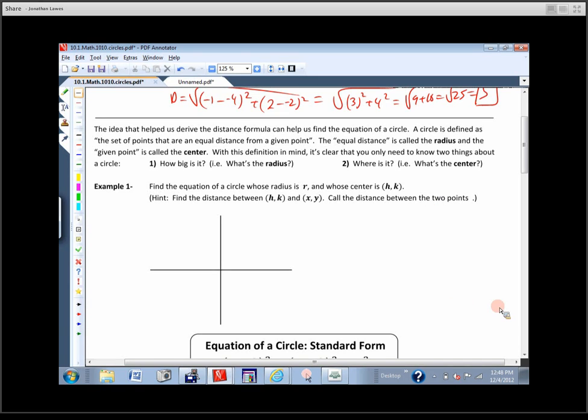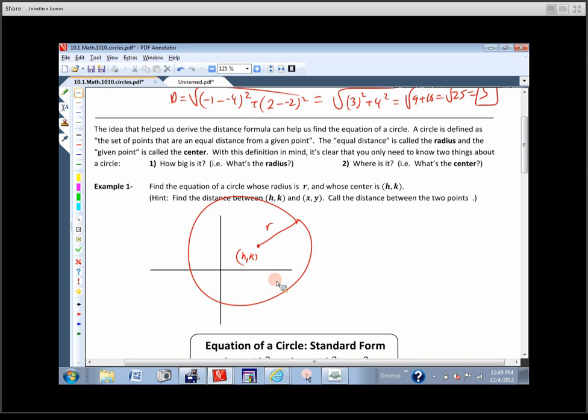We're going to find the equation of a circle whose radius is r and whose center is h, k. And it says, find the distance between h, k and x, y. So the center is going to be at a point, and we're going to call it h, k. So I'm going to put it right here. So that right there is h, k. And then I'm going to make a circle that looks like that. And I'm just going to draw in that the radius is r. So there's my circle that's centered at h, k, and the radius is r.